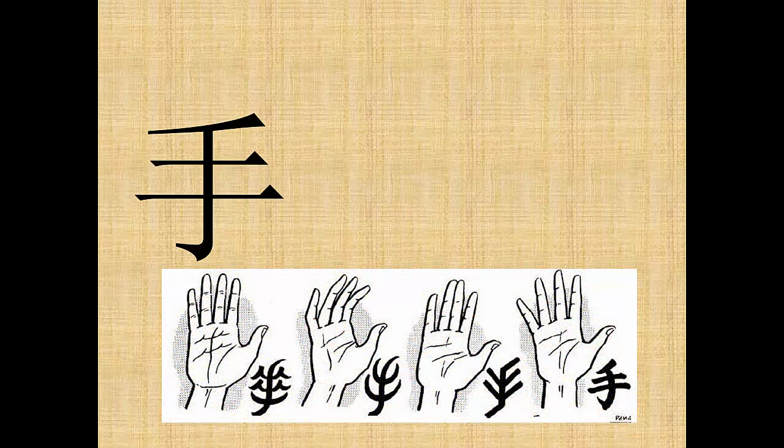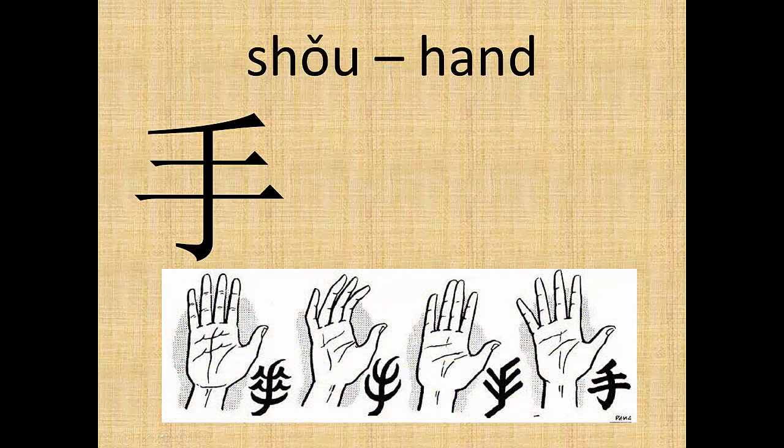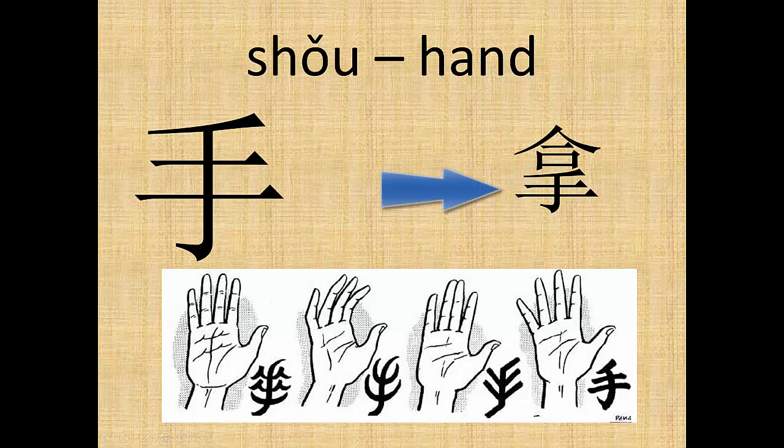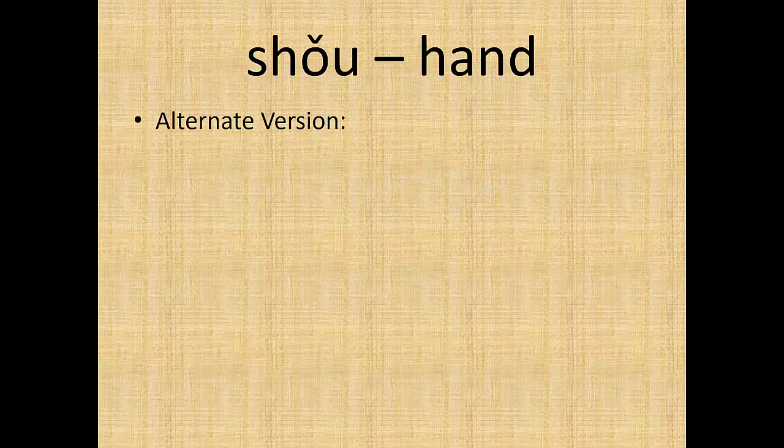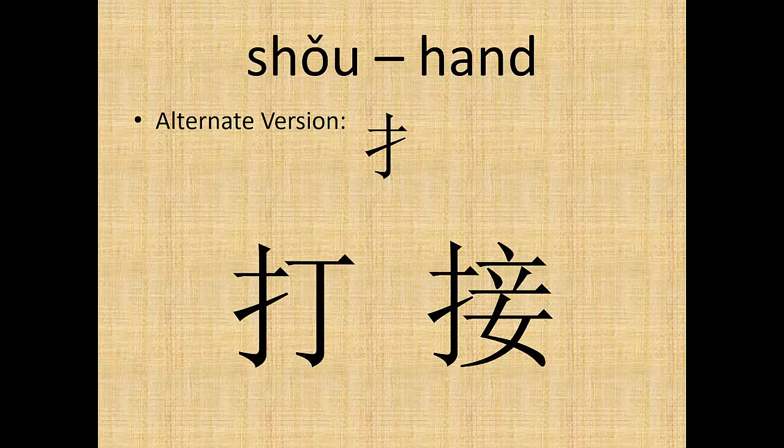The next radical is the hand radical, shou. Here, the illustrator has made the hand radical appear as the lines in the palm of your hand to try and capture it visually. Here, the hand radical appears in the character na, to take or pick up. The alternate version of hand looks like this. Here it appears in the character to hit and to receive.